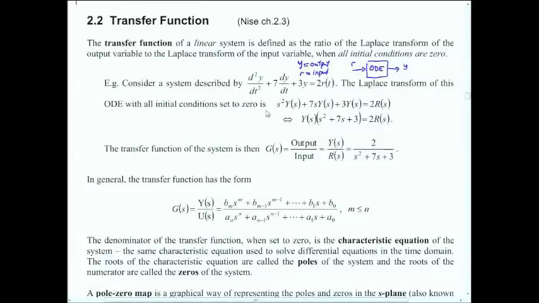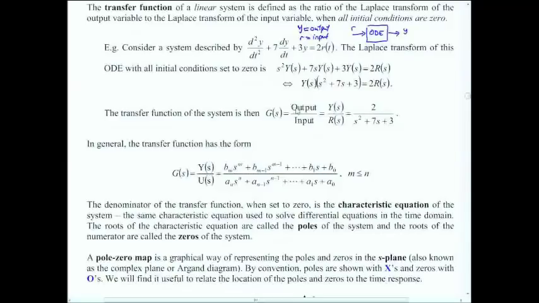The Laplace transform of this ODE, when you set all initial conditions to 0, is given by this. We've done an example of this already. So you get this expression. To find the transfer function, we need to take the ratio of output over input, which is y over r. If you do that, you're left with this rational function. This is the transfer function between input r and output y of that system.